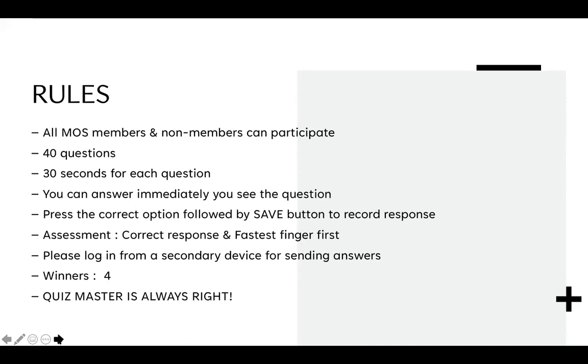We're going to announce 4 quiz winners. And remember, there may be some controversial questions. There may be a question where, for some reason, through our oversight, we have overlooked the answers, or one of the options could be a little dodgy or incorrect. But at the end of the day, the quiz master is always right. So forgive us if anything comes up a little later, but the rules of the game have to be set.